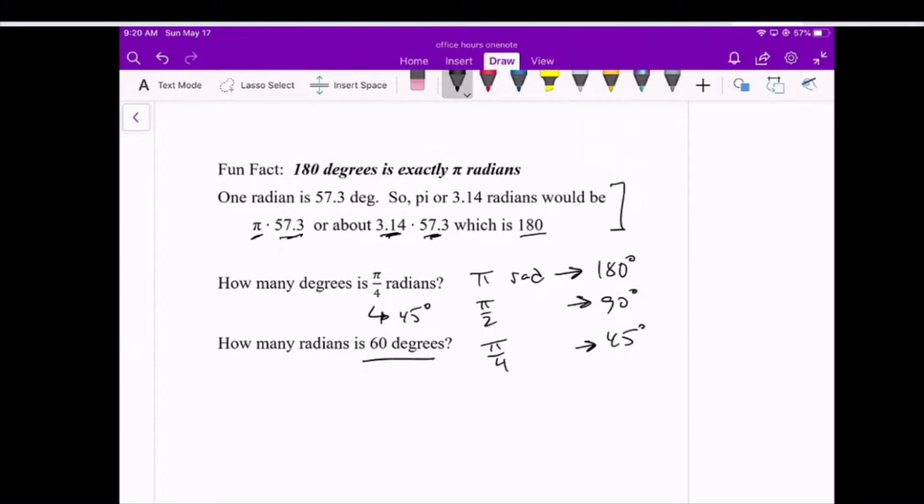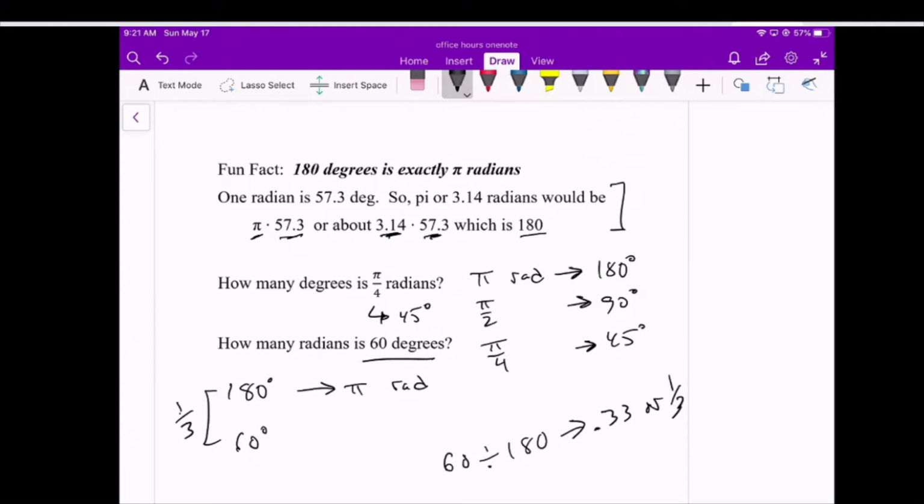60 degrees. All right, 180 degrees would get me pi radians, but I don't want 180, I want 60. From 180 to 60, we took a third of that, right? If you do 60 divided by 180, you'd get 0.33, or 1/3. So if 180 degrees is pi radians, 60 degrees is a third of that, 1/3 pi radians. That would be our answer.